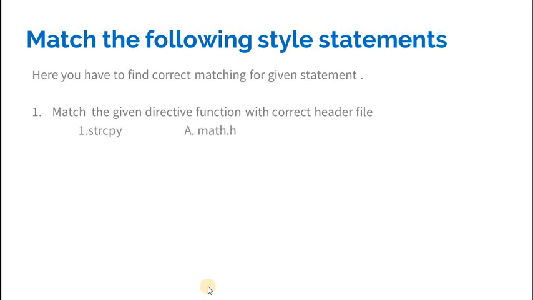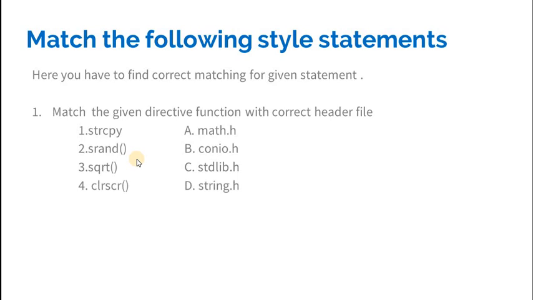Okay, so you can see over here two columns are there. One column is of functions. By mistake I forgot to write parentheses over here. It's actually function(), so parentheses are required, but I forgot. After that srand, sqrt, clrscr, these all are the functions. And in the second column it's library files, header files, math.h, conio.h. And now you have to match the correct function with the correct library where it belongs.